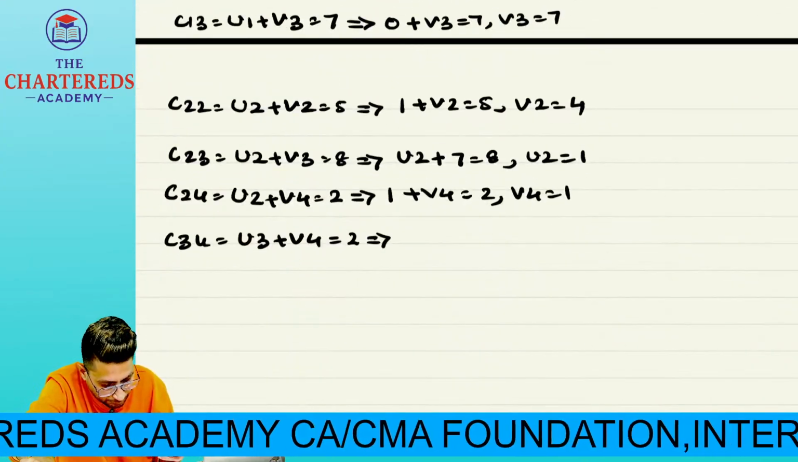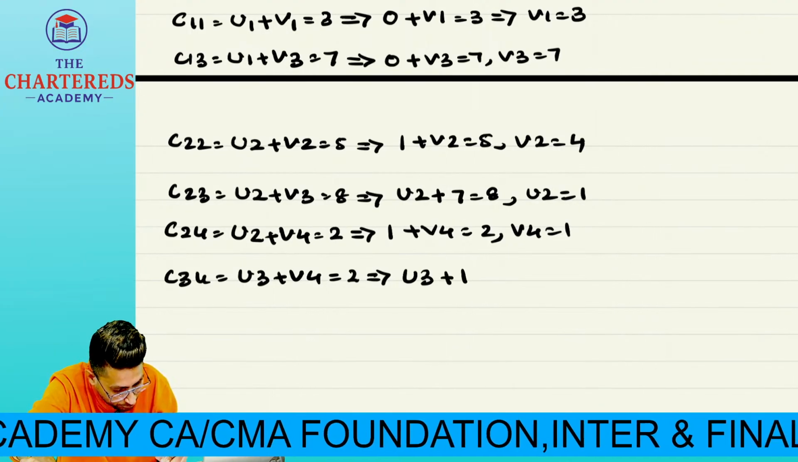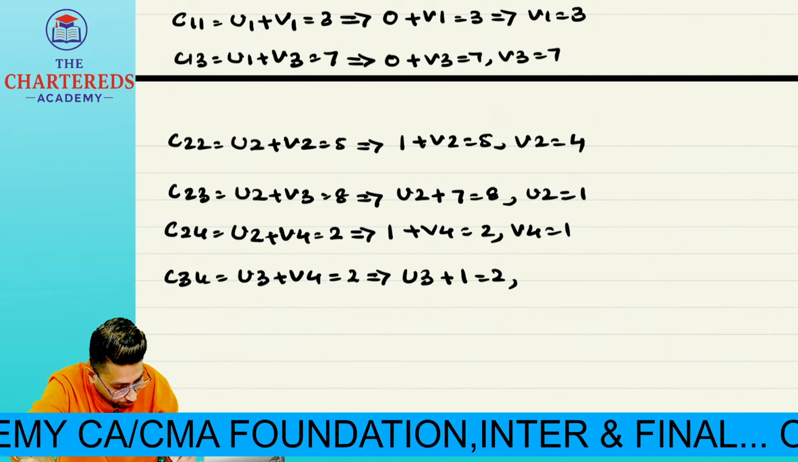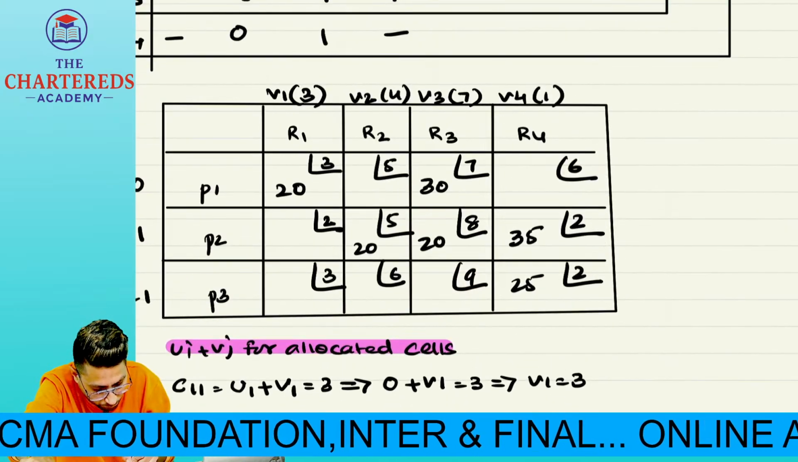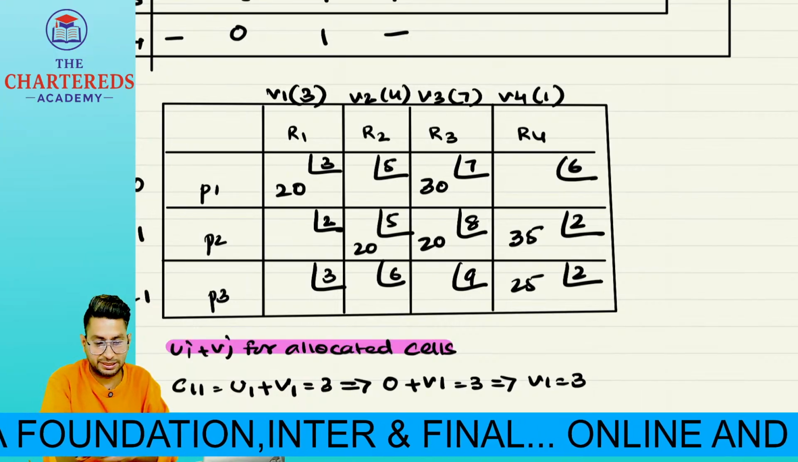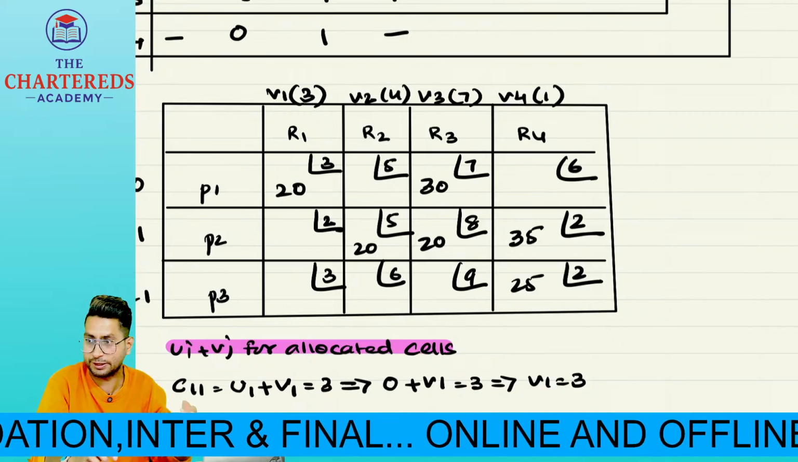Next, here u3, I don't know. v4 is 1, so how much do we get? 1 plus u3 is equal to 2. Then u3 will be equal to 1. We got all the numbers. So that is why, to be on the safer side, always assume u1 to be 0. You will get the perfect answer.